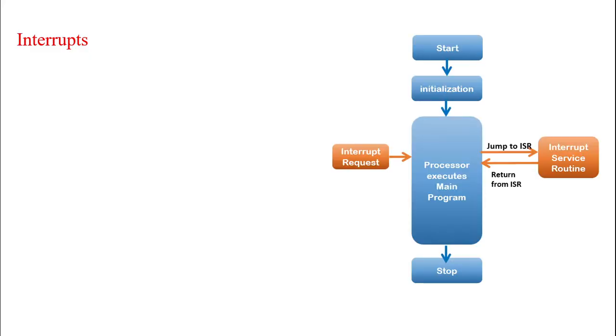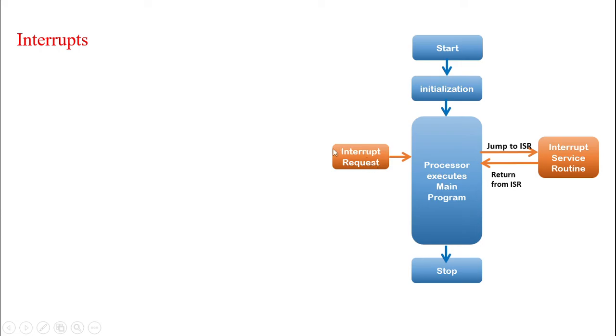So this is what I have shown you diagrammatically. The blue diagram you are seeing is your main program. The processor will start execution and do the initialization, and then start executing your main program, and continuously the processor will be executing the main program, but in the middle some of the peripherals will request an interrupt service.